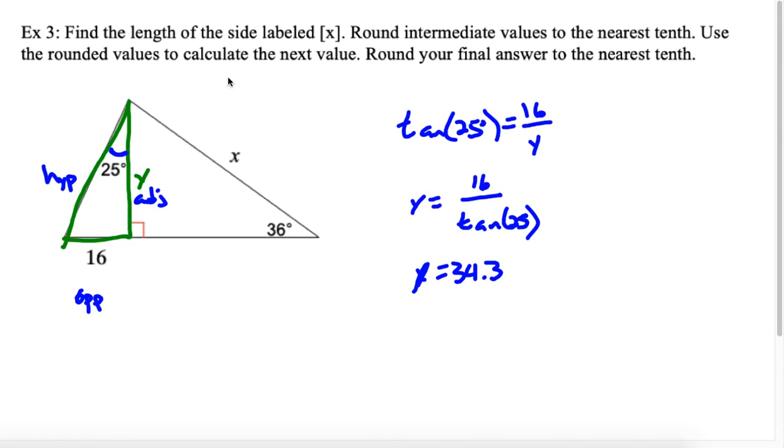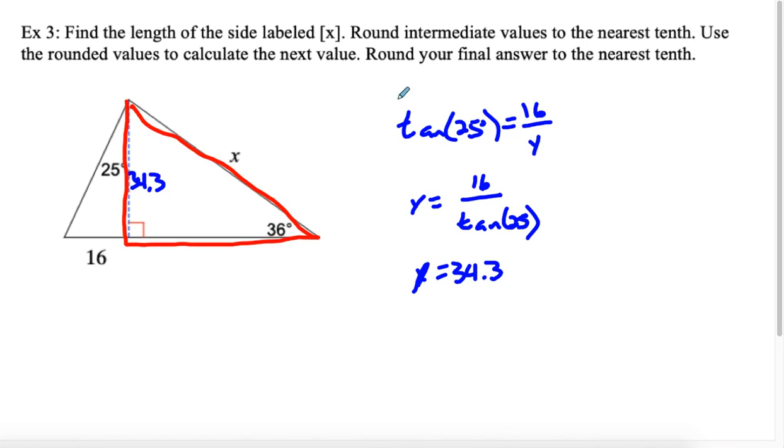So now I can kind of clean this up here and just replace this side, or label this side with what we know it to be now, 34.3. So now we can look at this right triangle. Okay. So with respect to this 36-degree angle, this is the opposite side, this is the hypotenuse, and this is the adjacent side. So now I'm dealing with the opposite and the hypotenuse, so I'm going to be using sine.